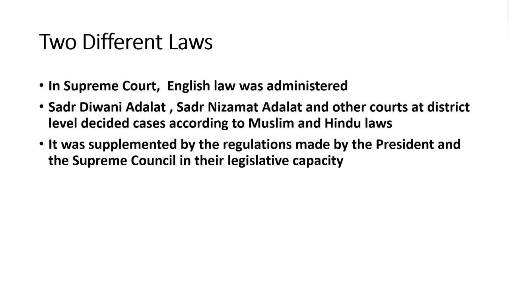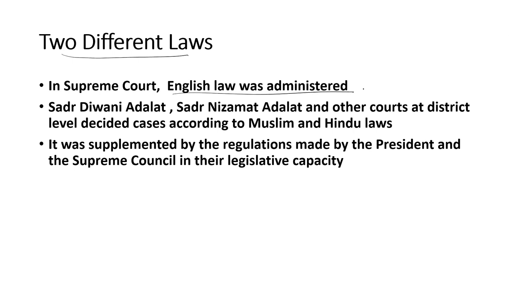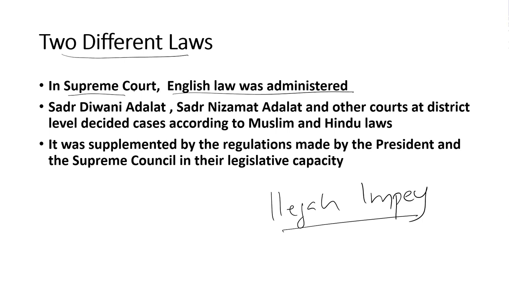The interesting fact was that two different types of laws existed in Bengal. Which law did Supreme Court administer? The Supreme Court, which was created in Bengal in 1774 through the Regulating Act, administered English law. Elijah Impey was the first Chief Justice of the Supreme Court established in Calcutta. There existed two different types of laws in Bengal. As far as Supreme Court was concerned, it administered English laws, like the British pattern, with the help of a jury.